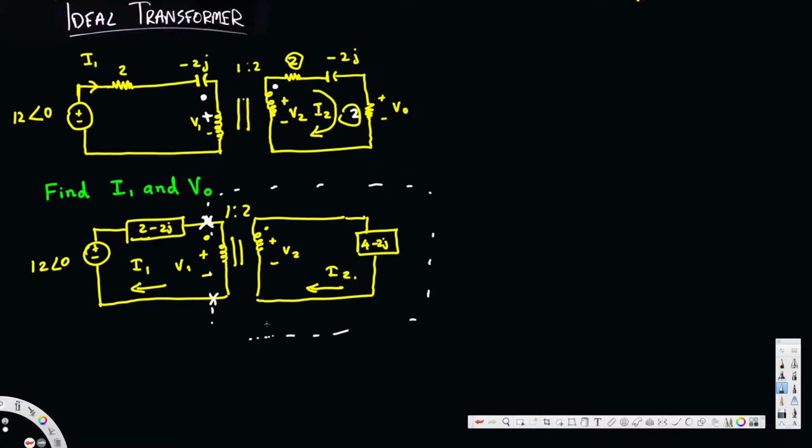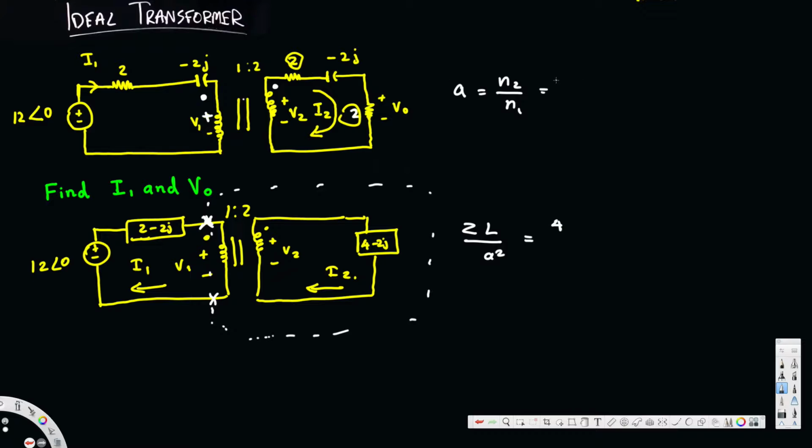Okay. Now to make the equivalent model, first of all, we have to make a new impedance. Okay, we have 4 minus 2j. And if I separate this one all together, there's an equation for this that is given by ZL A square is equal to ZL over A square. Now A is what? A is basically N2 over N1.